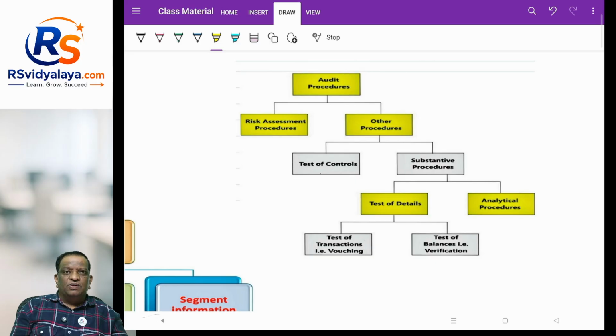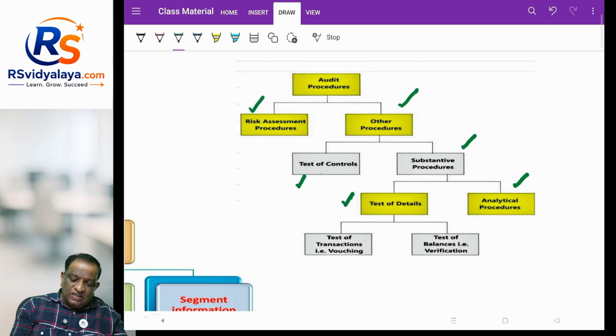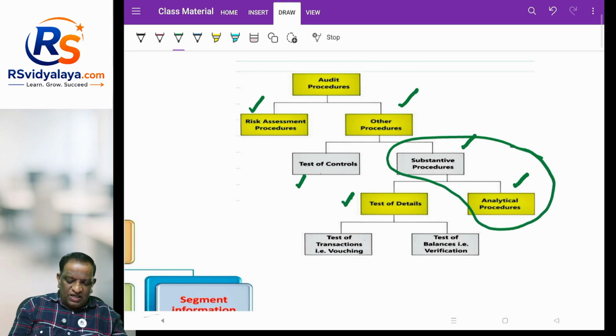now this chart will help you recollect what are the types of audit procedures. The audit procedures are, first, risk assessment procedures and then other procedures. These other procedures are of two types: test of controls and substantive procedures. This substantive procedure is divided into two types, test of details and analytical procedures. This is why analytical procedures are also called substantive analytical procedures. We will get into it a little later. And then the final leg of it is test of transactions, that is nothing but vouching, and then test of balances, which is verification. So, indirectly he is talking about these two things.